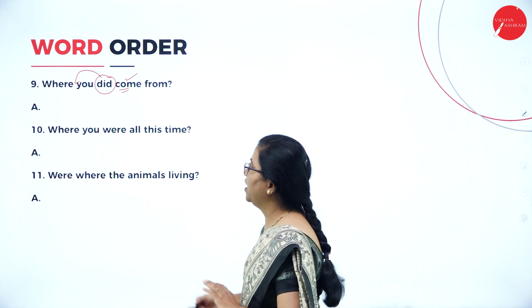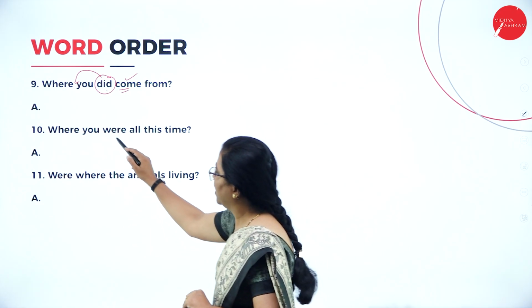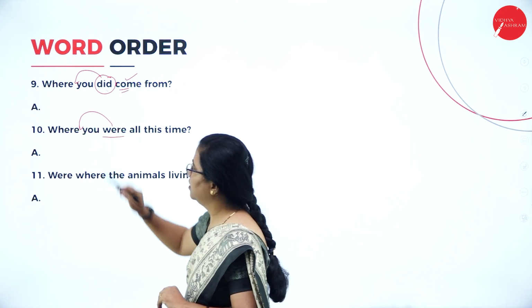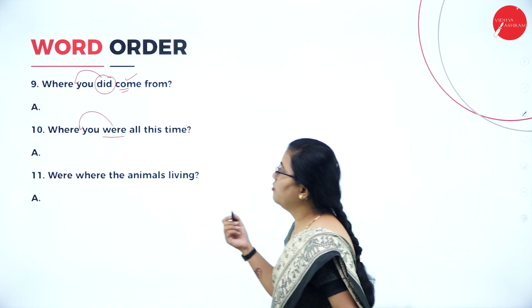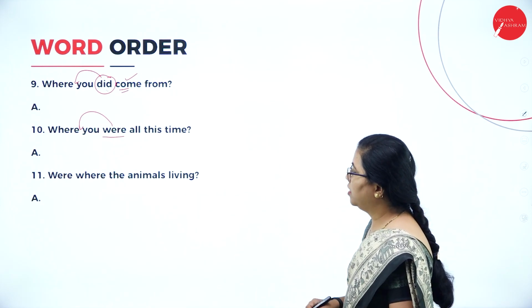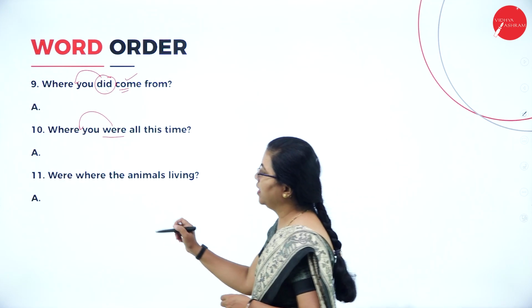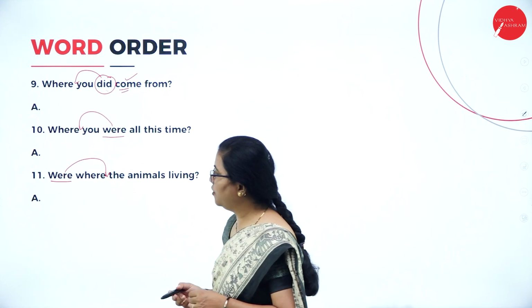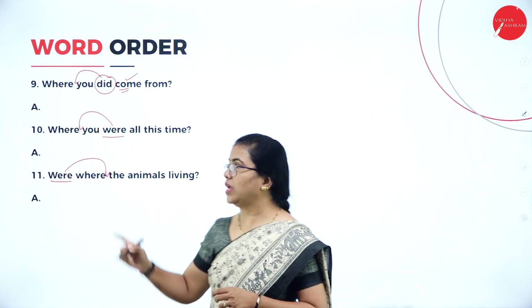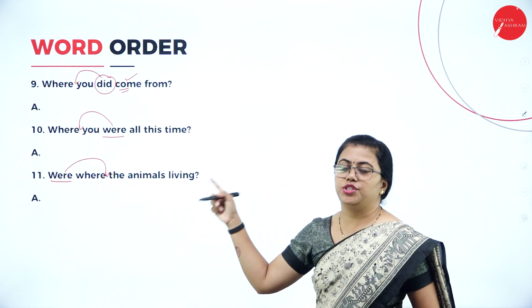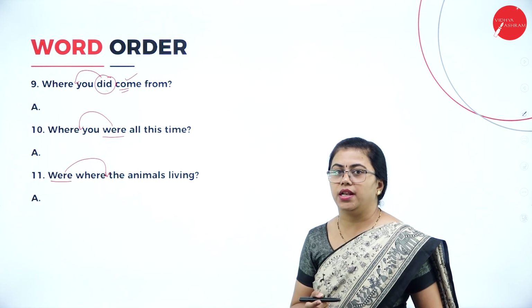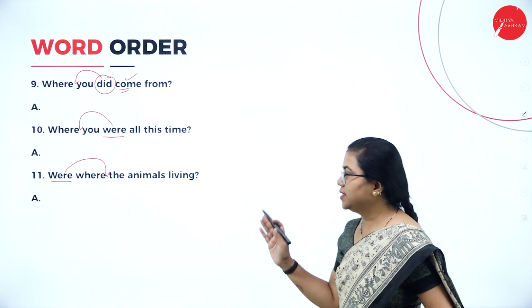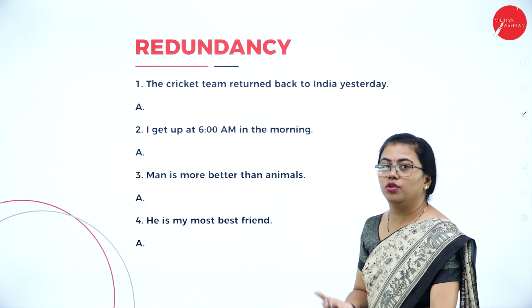Next, where you were all this time. Again, auxiliary verb, we'll put it in the beginning. Where were you all this time? Where were the animals living? Again, here auxiliary verb is put in the beginning. Please place it after the questioning word. You can see all the examples have questioning word first and then the auxiliary verbs. So this is how you make sentences into questions.